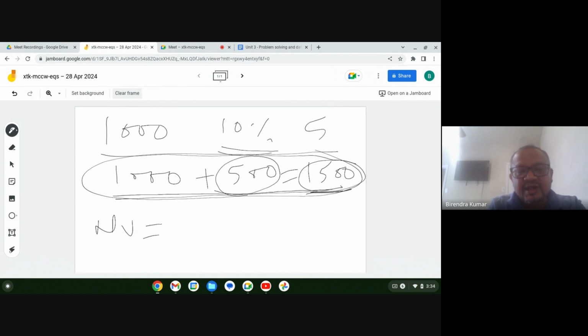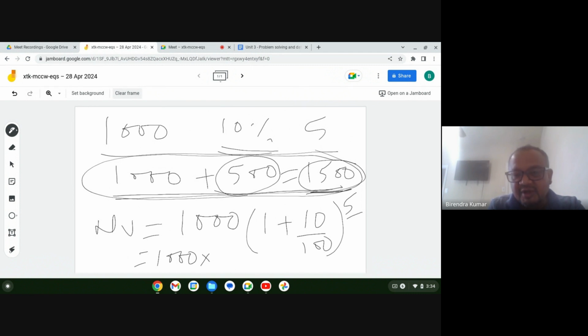The new value will be: my principal amount was 1,000, P into 1 plus R, where the rate of interest is 10 by 100, to the power 5. This is the number of years. See what my new principal amount value is. 1,000 multiplied by 1 plus 10 by 100, so this is 110 by 100, to the power 5, or I can say 11 by 10 to the power 5. So 1,000 into 11 by 10 to the power 5.